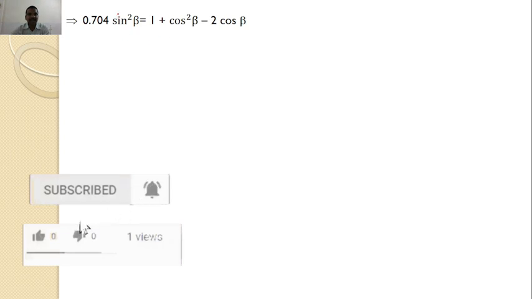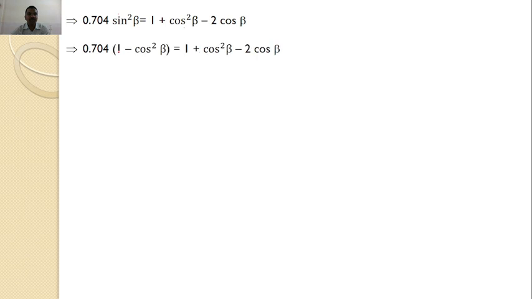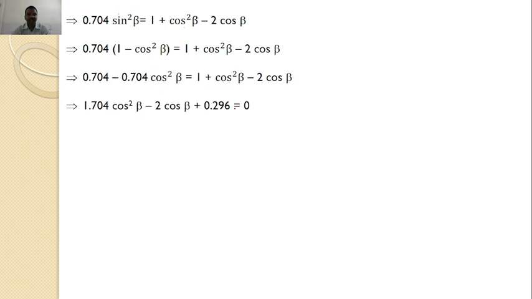Now here I got sine square beta and cos square beta. So I will convert sine square beta into cos square beta by writing sine square beta is equal to 1 minus cos square beta. So I can simplify here and rearrange. Then you will get a quadratic equation in terms of cos beta: 1.704 cos square beta minus 2 cos beta plus 0.296 is equal to 0.